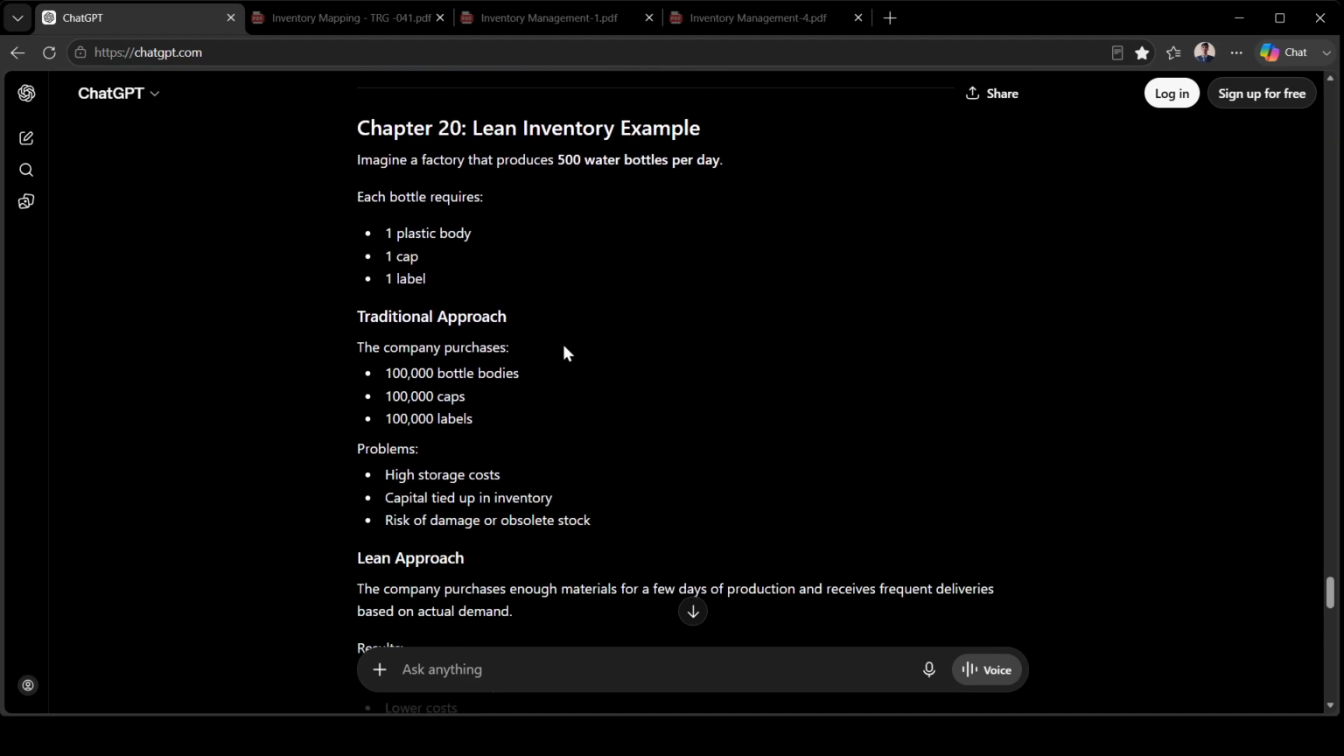In chapter 20, lean inventory example. Imagine a factory that produces 500 bottles per day. Each bottle requires one plastic body and one cap.